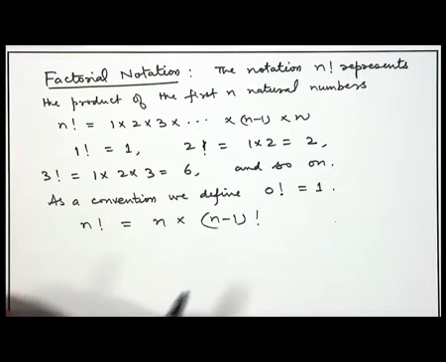I had mentioned in the beginning about the historical development of the combinatoric subject. There are indications that this notation was also known to Indian mathematicians, that is the continuous product of natural numbers. However, they did not use the notation n factorial etcetera. This notation n factorial was actually introduced in 1808 by Christian Kramp.